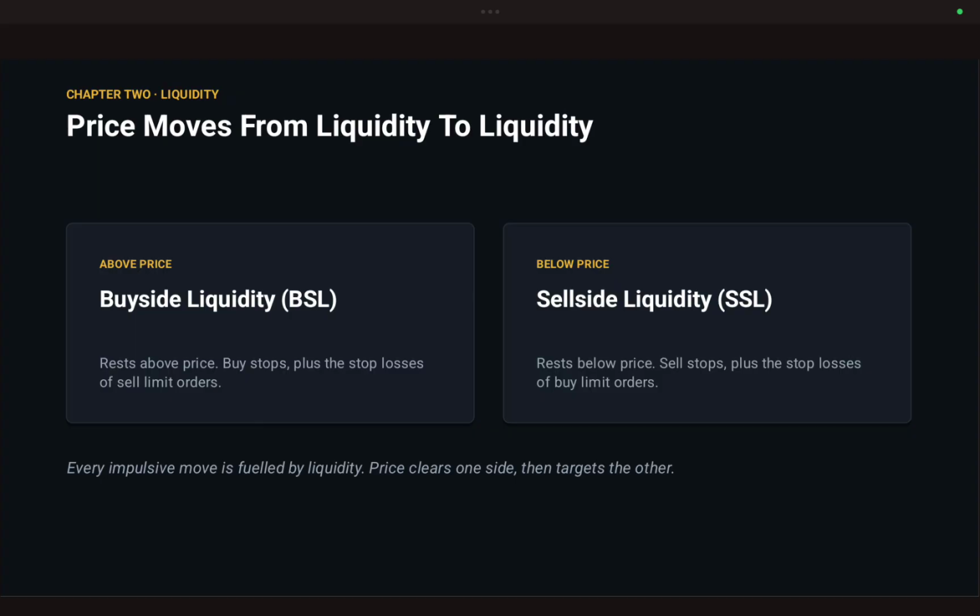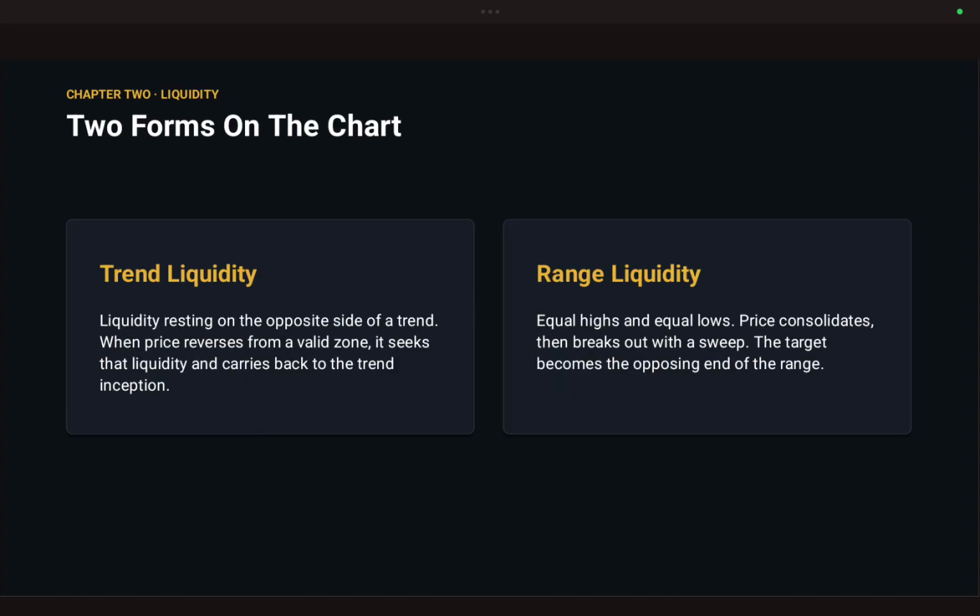So price moves from buy side liquidity to sell side liquidity. When price clears buy side liquidity, its next target is sell side liquidity. When price clears sell side liquidity, its next target is buy side liquidity. So that way you know where price is heading, and you're able to join in that movement till it gets there. Okay, let's look at some examples.